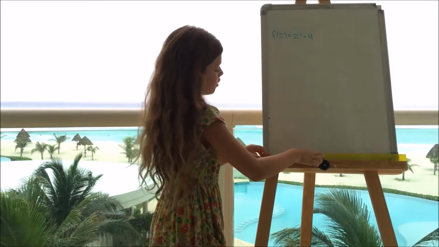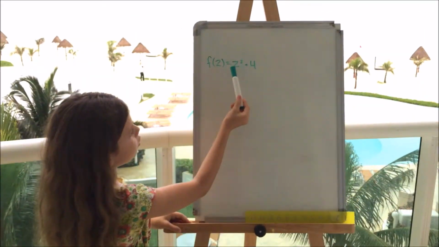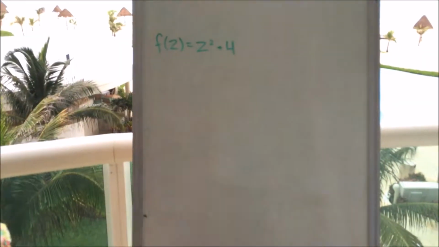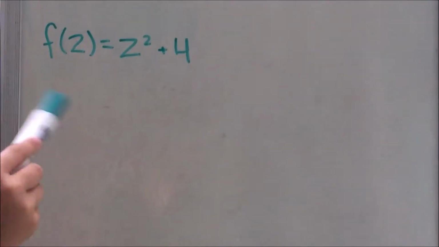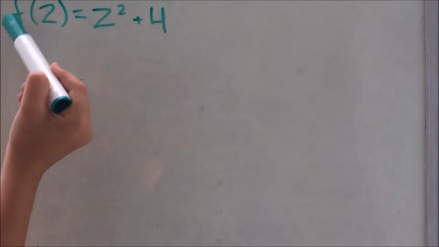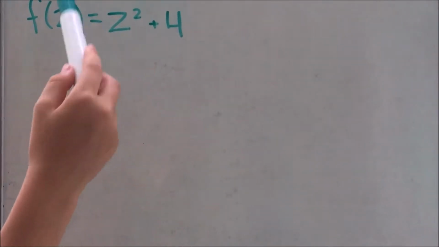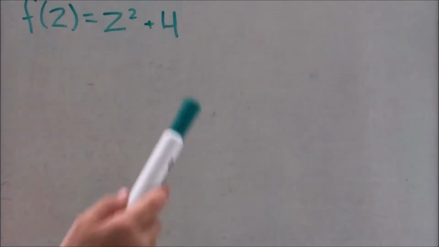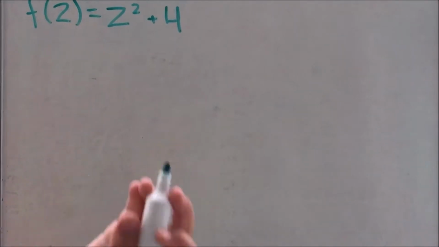Okay, so here we have f of z equals z squared plus 4, and I'd just like to say, if you wanted to know this in terms of this, z would be the input, z squared plus 4 would be the machine, and whatever comes out would be the output. Okay, so let's try it.